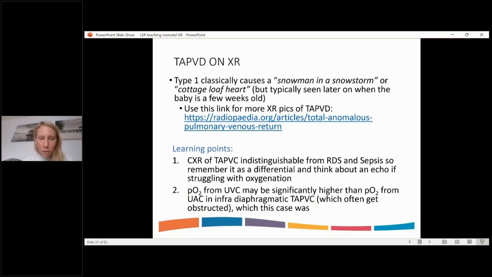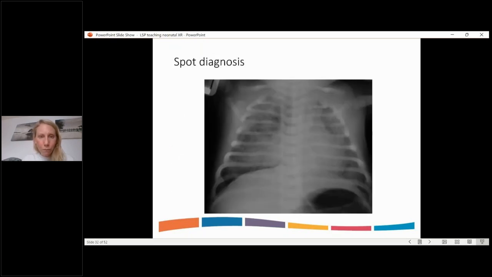And one of the other clues for TAPVD is that the PO2 from a UVC will be significantly higher than from a UAC. And that's what happened in this case and what helped with the diagnosis. So really well done for those of you that thought of cardiac. And even if you didn't think of cardiac, the next time you see an X-ray like that, just have that on your radar for a baby that's not responding.